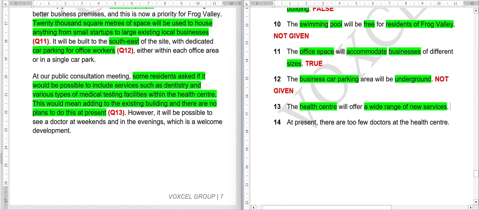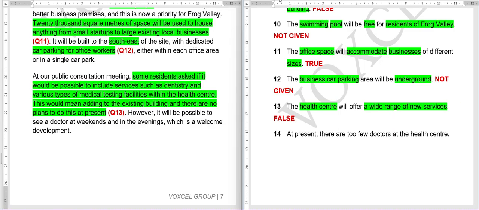Okay, time's up. So the answer to this question is false. Why is it false? Because they are saying that a new range of services is possible to include. So if you are including something, you are adding something new. What you are adding as a new thing is dentistry and various types of medical testing facilities. So these are the new services they want to add.